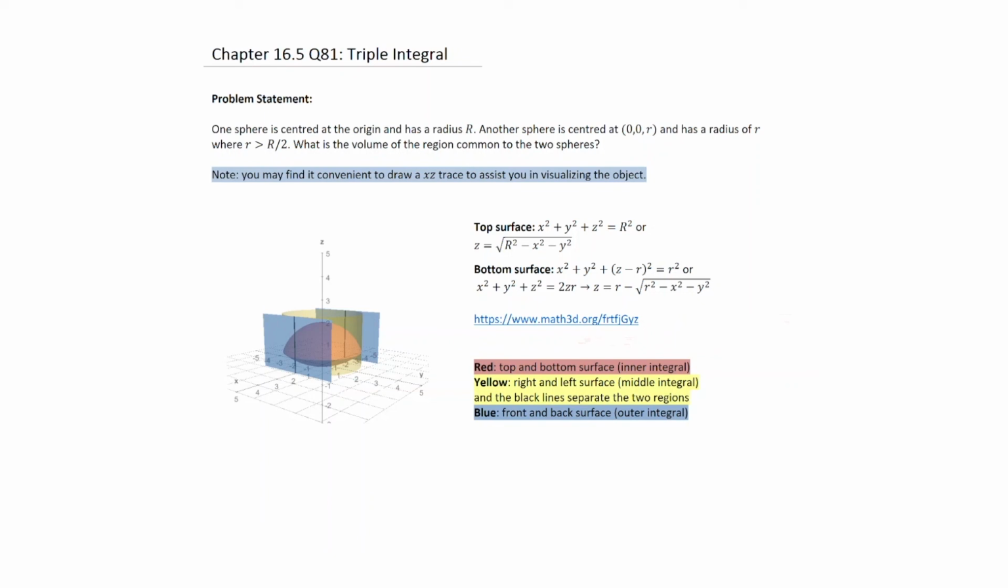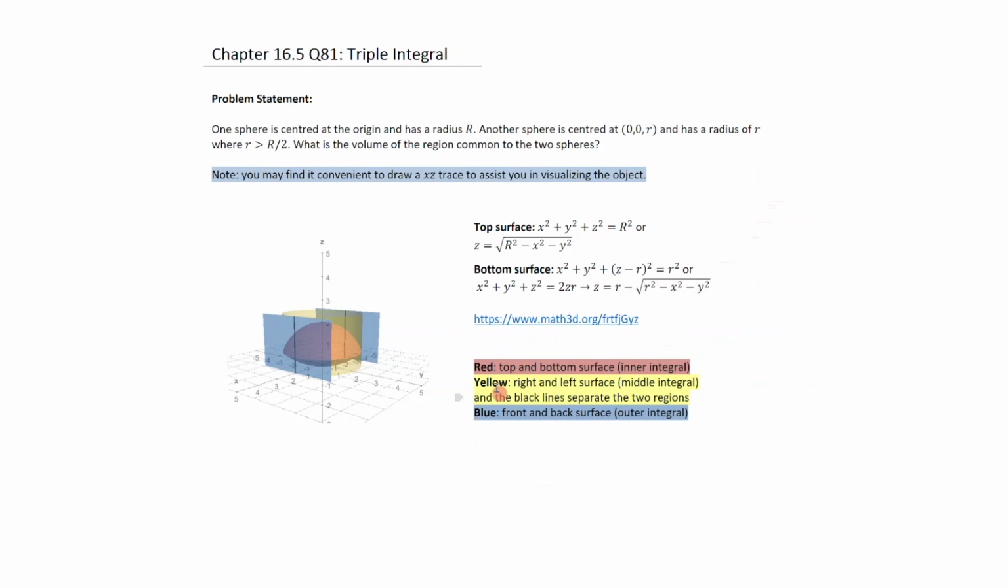So the top surface basically is a sphere. The equation of a sphere is x squared plus y squared plus z squared equals r squared. But we want to express it in terms of z. So the top surface will be the positive square root, which would be the square root of r squared minus x squared minus y squared. The bottom surface would be just a sphere which is displaced by r units in the z direction and has a radius of little r. So this is its equation. Or if you simplify it, you end up with this. And we want this in terms of z, so you end up with a quadratic equation in z, and you can solve for z. And this is the root that refers to the lower portion, the bottom surface. So that's what you end up with.